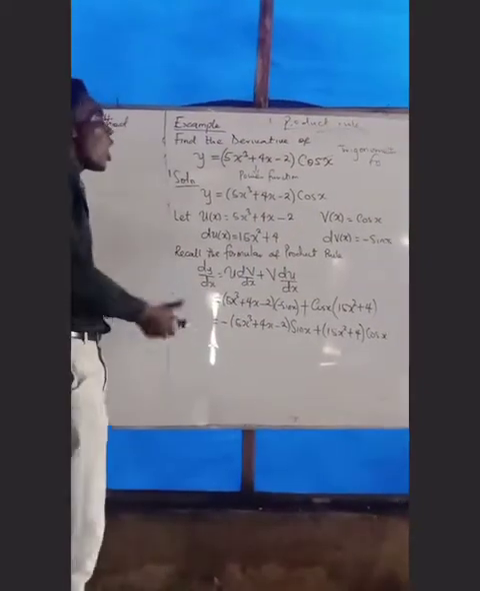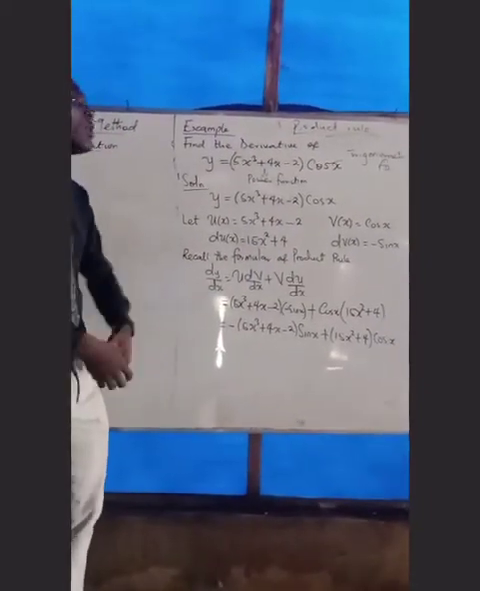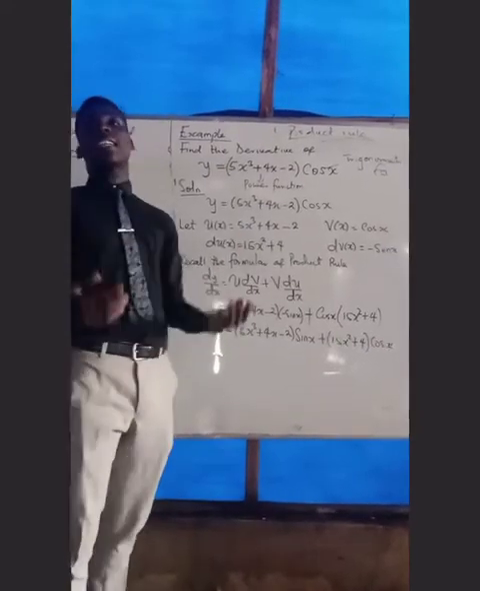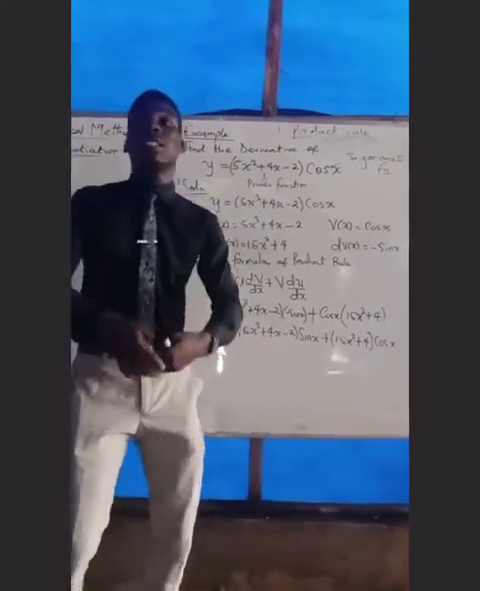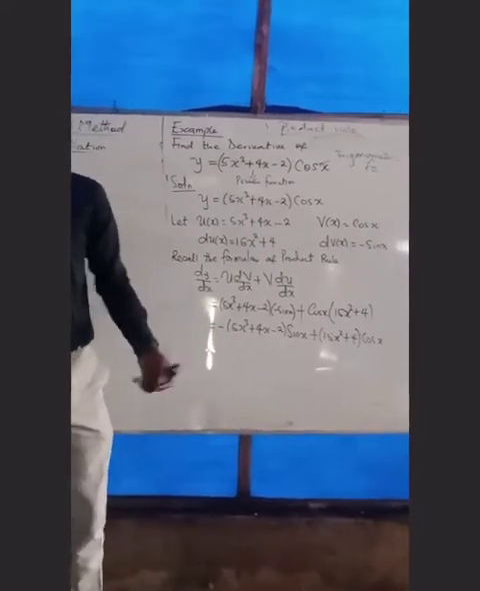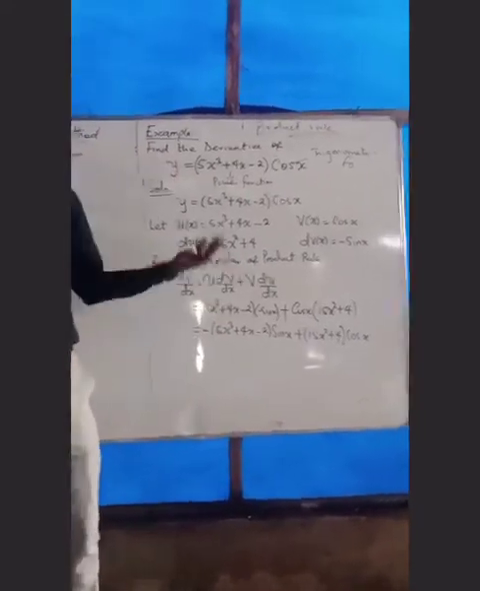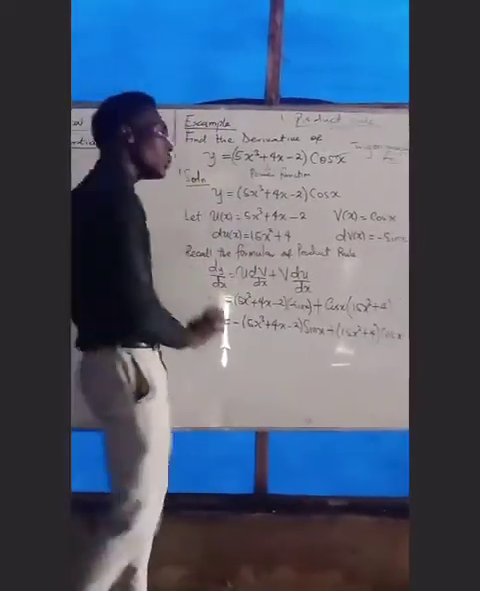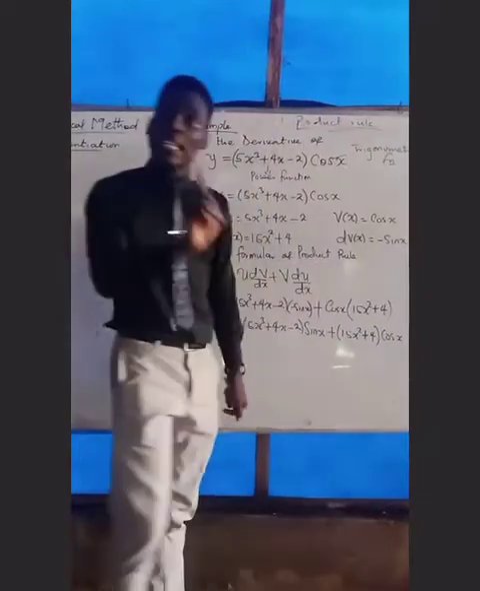Oftentimes, when you read textbooks or watch other videos, you will see them use u and v. That does not mean those are the only variables you can use. You can use other variables like t, or like a and b, depending on what you want. Now, if our power function is u, then our trigonometry function is v.